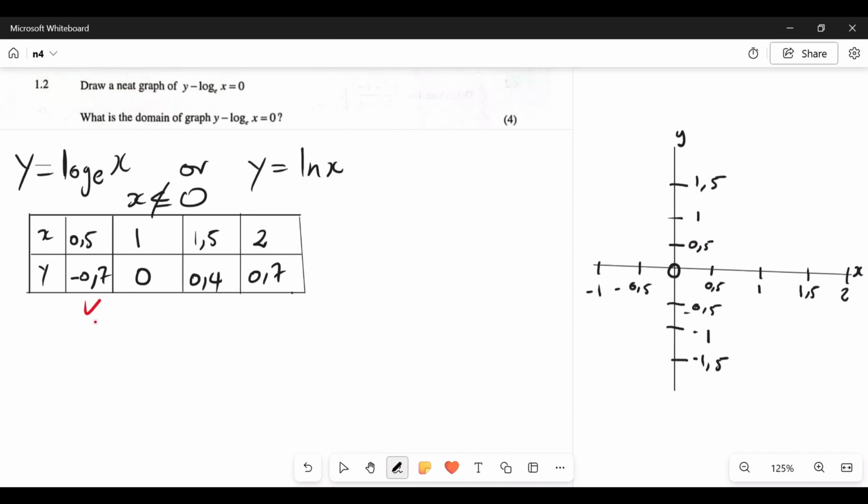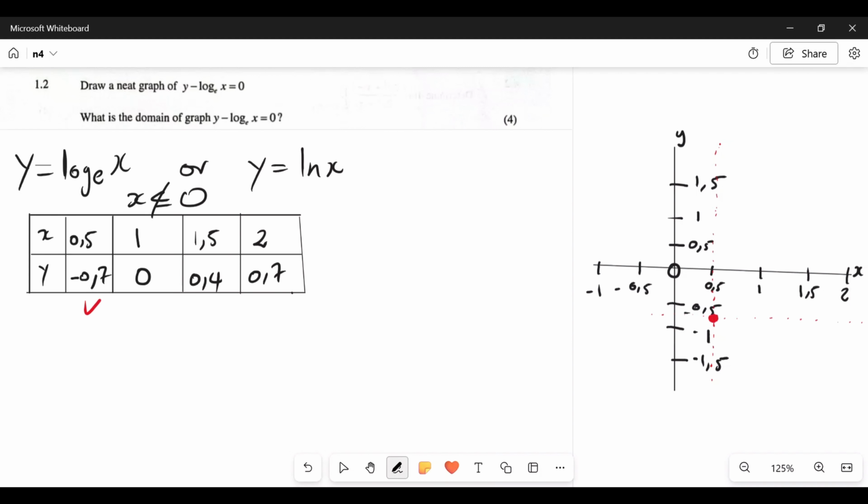Now, here's our first point. When x is 0.5, our y is negative 0.7. Now, 0.5 for x is here. So you take your ruler, you draw a straight line. So let me do it. And then again, you take a ruler, you draw a line from negative 0.7. Now, negative 0.7 on the y-axis does not show there on our Cartesian plane. But you know that negative 0.7 is between negative 0.5 and negative 1. So in the middle there, we draw a horizontal line.